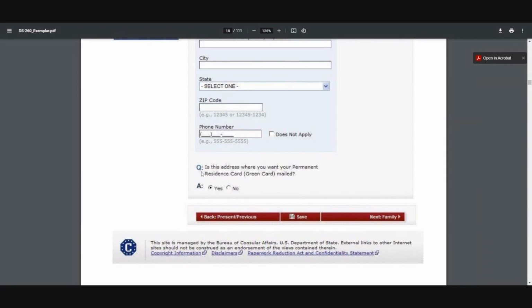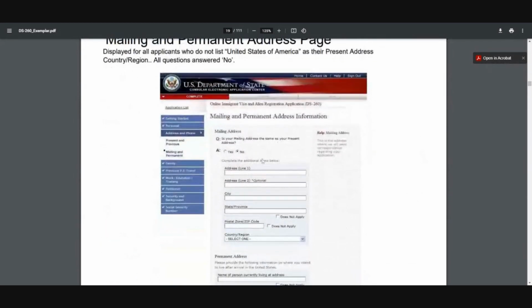Now, they will also ask you this question: do you want your permanent resident card or your green card to be mailed here? So you will say yes or no, depending on the information that you have been given by your host, but most of the time you just say yes. Very, very important information that we are learning there.